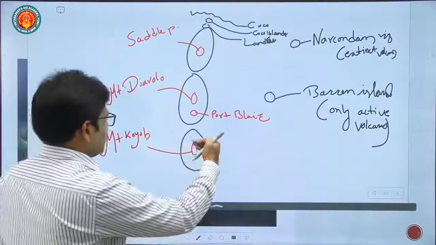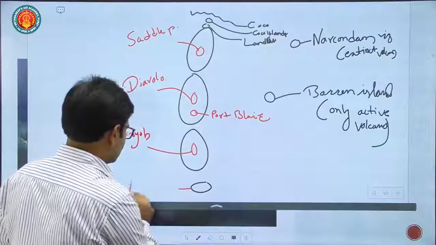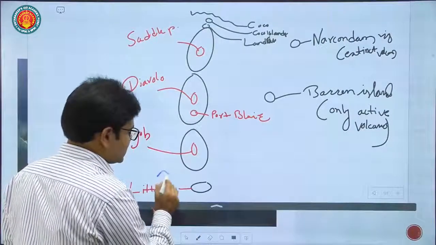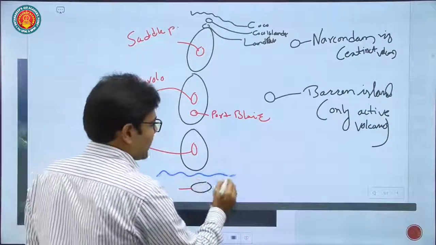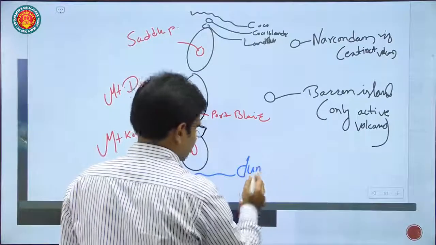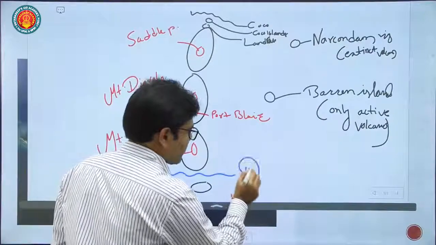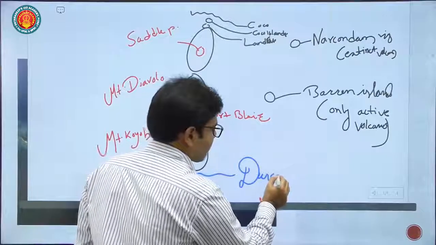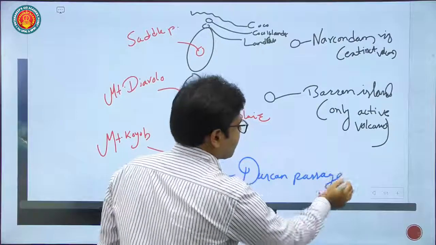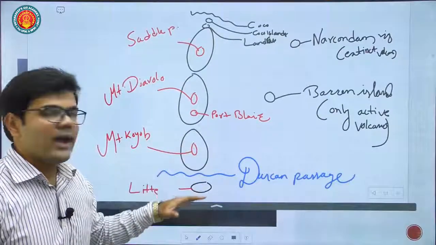Then between South Andaman and Little Andaman, this is Little Andaman. We have one channel over here. Channel means a water body. So this channel name is Duncan Passage. It is known as Duncan. So Duncan Passage is present between the South Andaman and the Little Andaman.